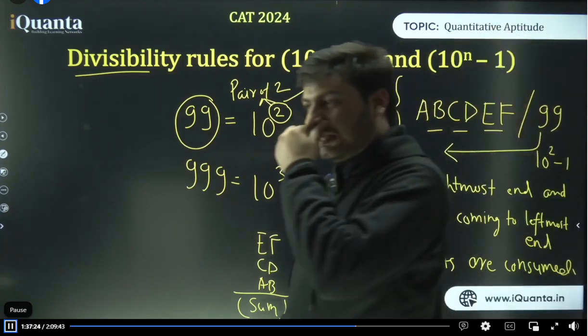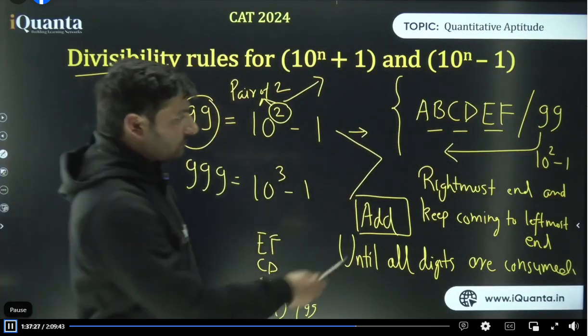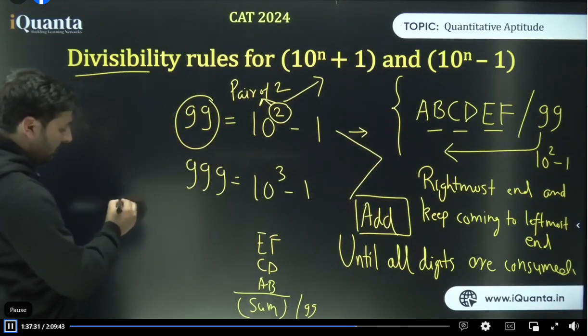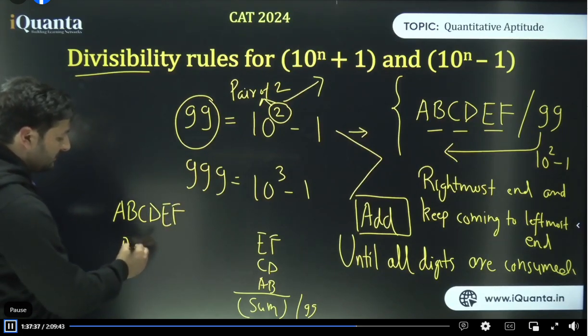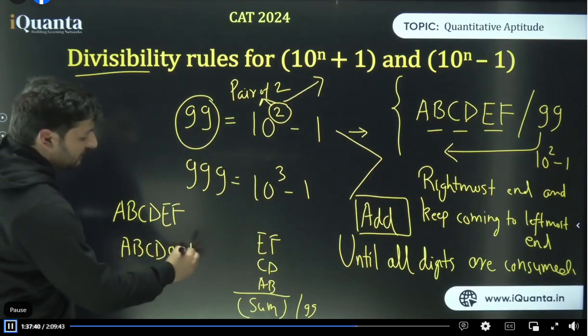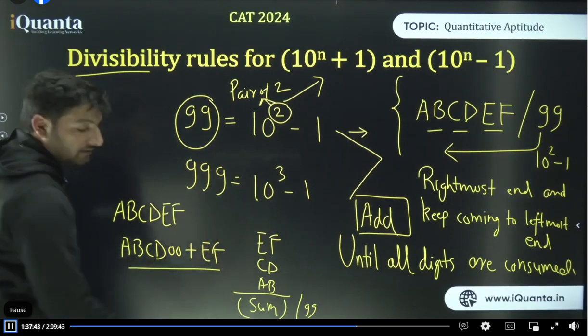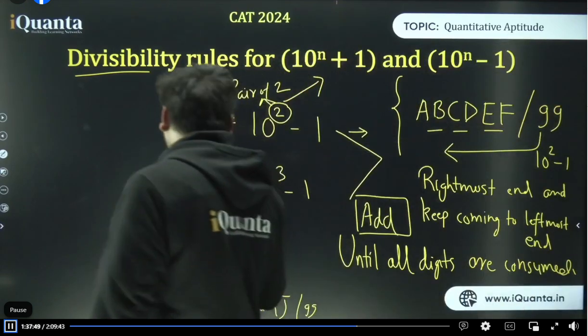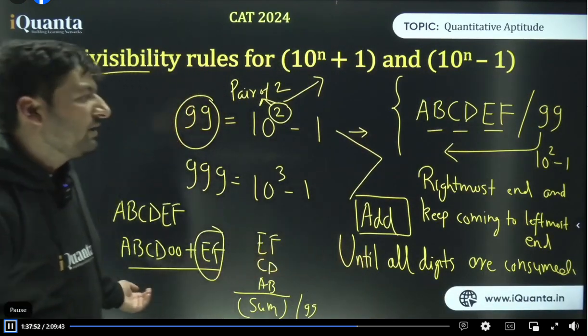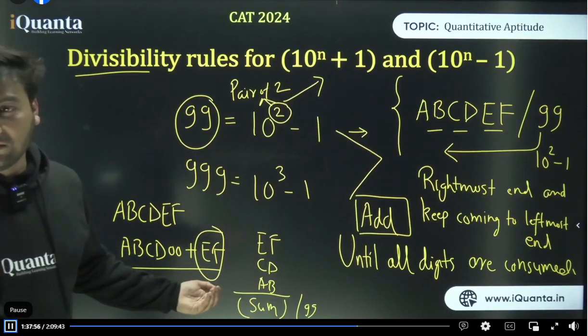Why are we starting from the rightmost end? If this is the number ABCDEF, you can write it as ABCD00 plus EF, right? So we will start from the rightmost two digits and keep coming towards the leftmost end.